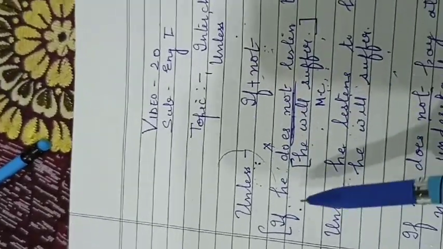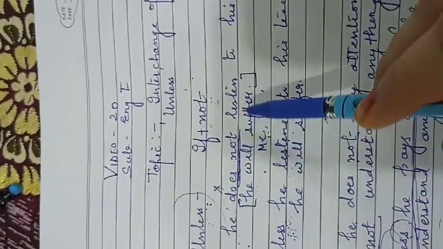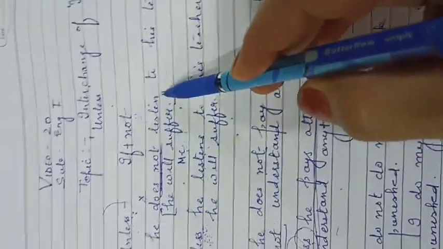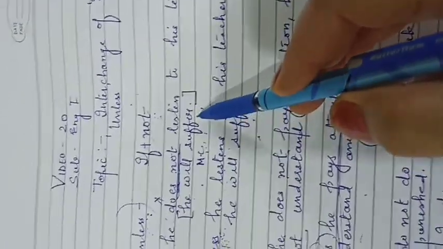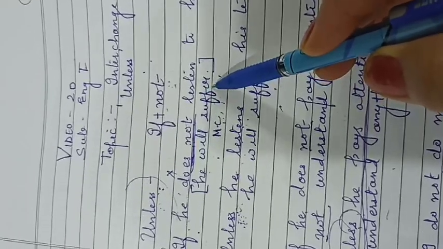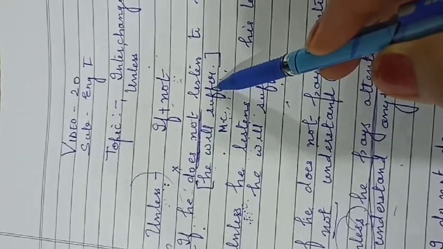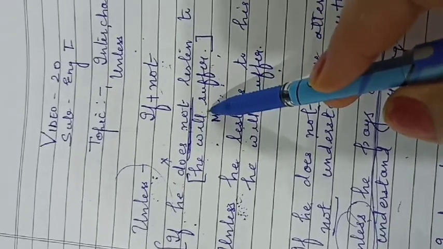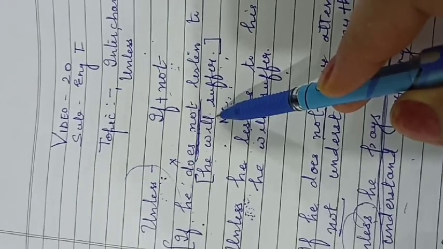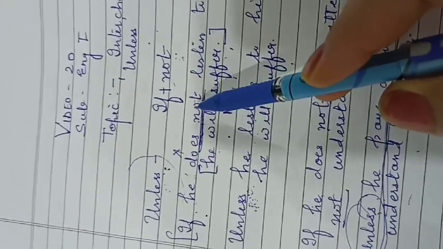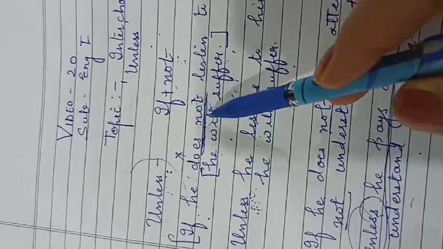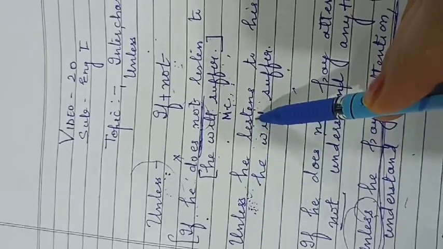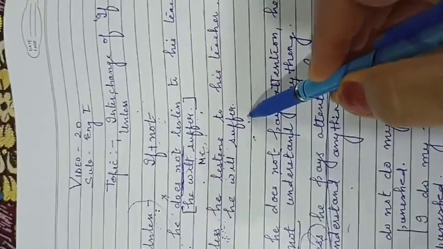Let me clarify this with an example. If he does not listen to his teacher, he will suffer. Children, first thing is to try to understand how many nots are given to you in this sentence. If you read this sentence again, you will come to know that you are only given one not. And this not will not be repeated in the next sentence because we are going to start from unless: unless he listens to his teacher, he will suffer.